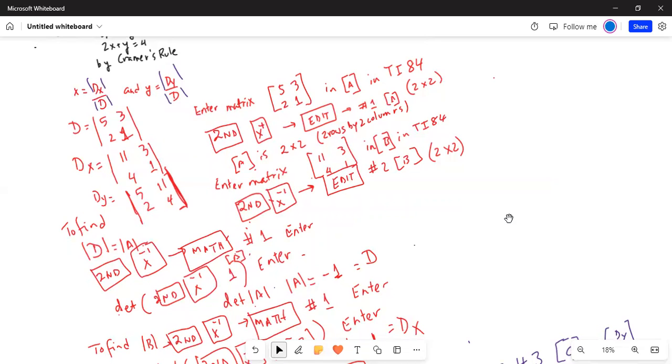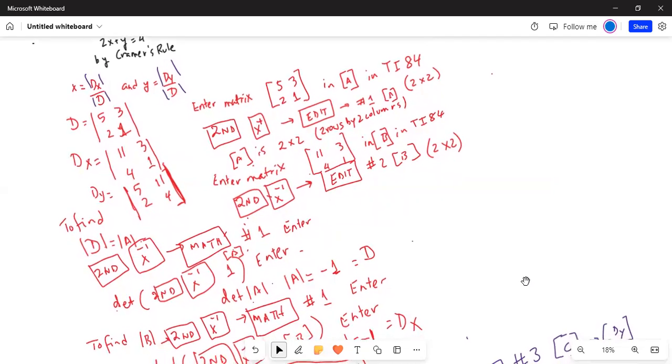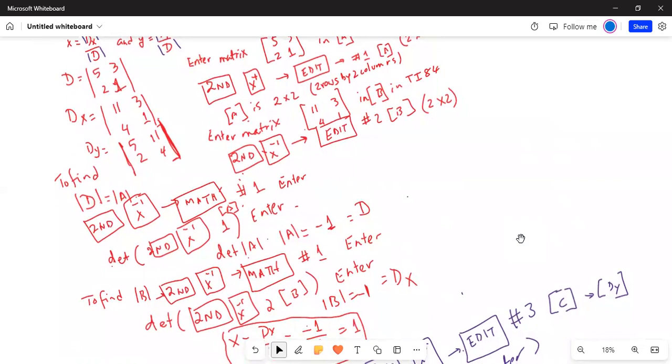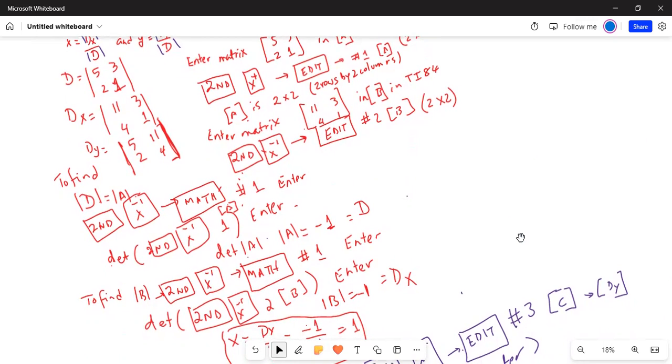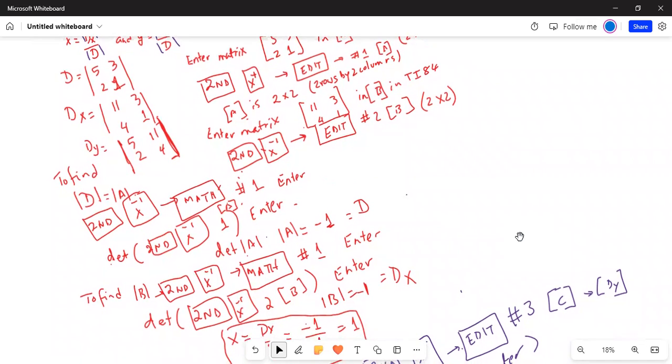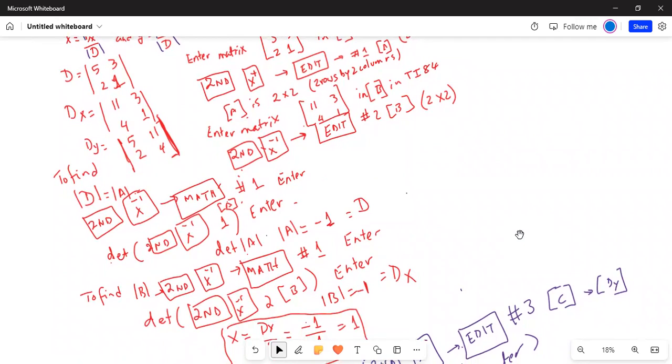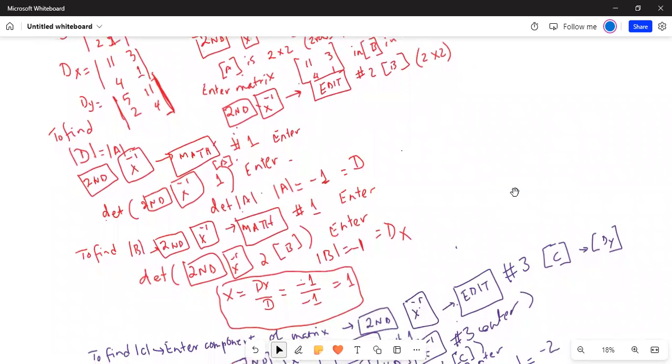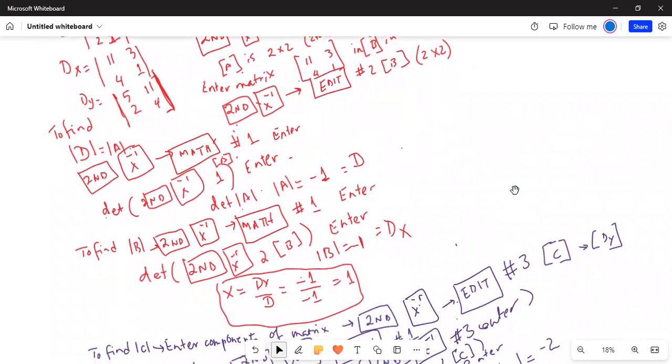Now we have to find the determinant of matrix B, which is basically determinant Dx. Follow the same procedure. Second x inverse, math, number 1, enter. We get the determinant. Inside it, second x inverse, now you will use 2, which is matrix B, close the parenthesis, enter. So determinant B or Dx is equal to minus 1. So x is Dx by D, which is minus 1 by minus 1.